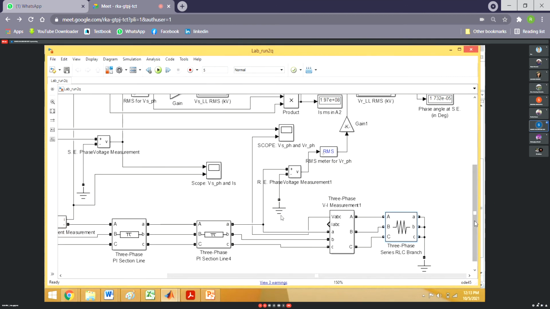What is the first reading we have to take? Tell me. Sending in peak voltage. I think the first reading is the peak value of phase voltage at the sending end, is not it? So, can you follow me or not?